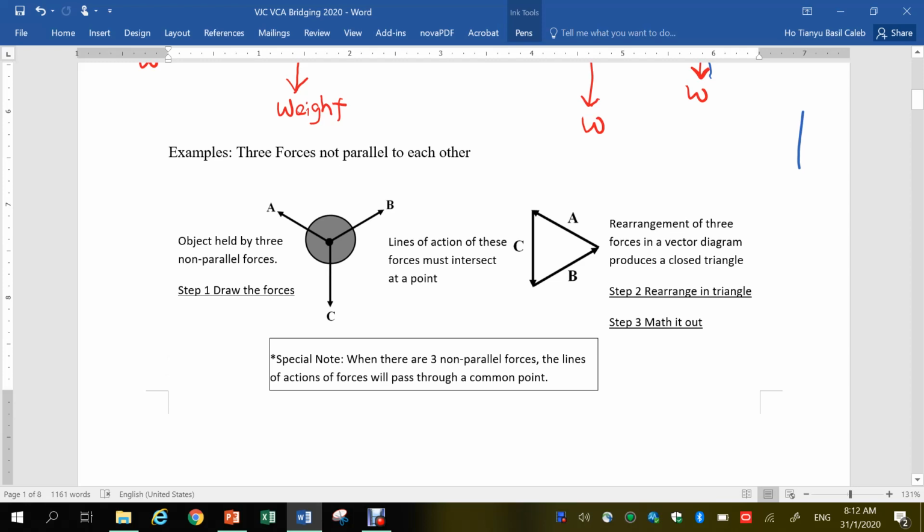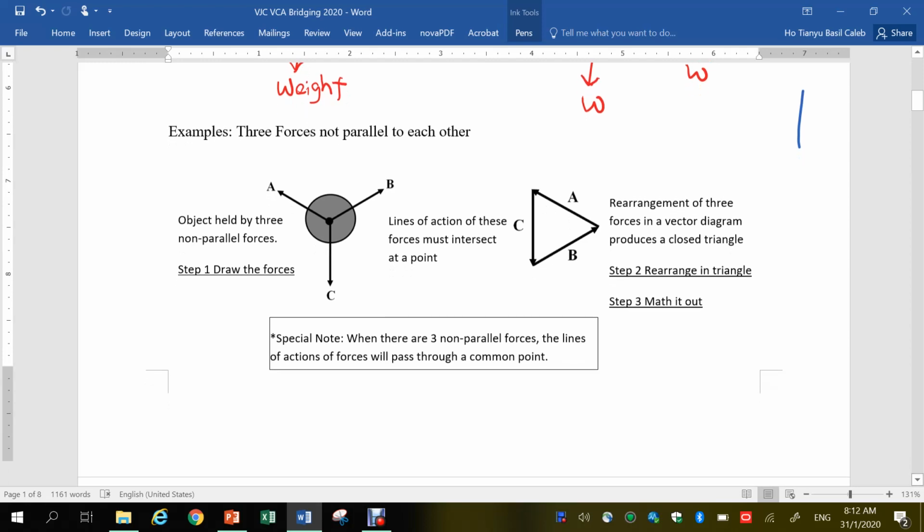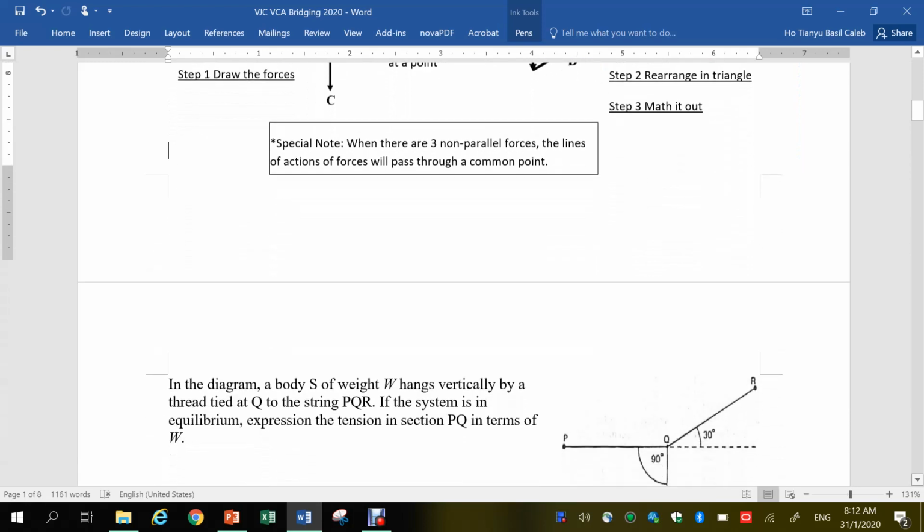In physics, we have many opportunities and many questions that ask for solving the values of certain forces, angles of certain forces. This is the way we do it. We arrange in a vector diagram, and we use math to solve out the values of these forces. Okay. So let me give you an example now to further illustrate.